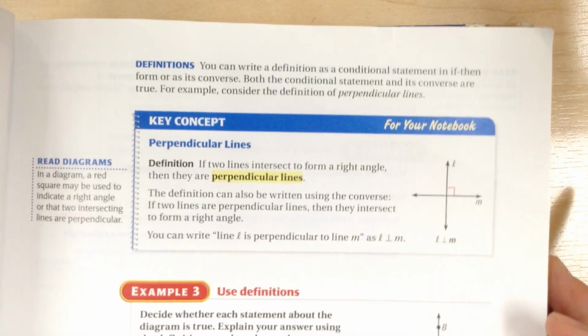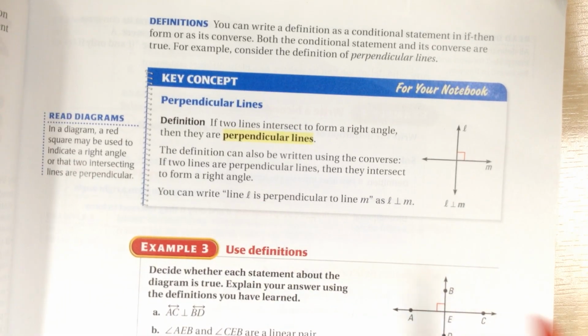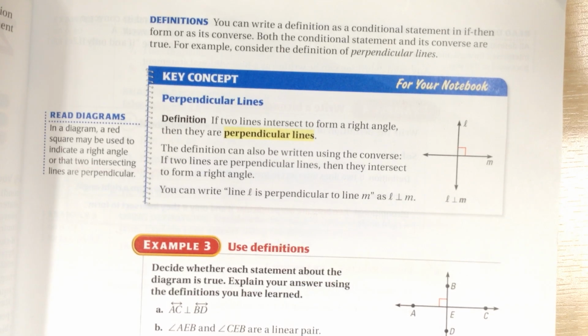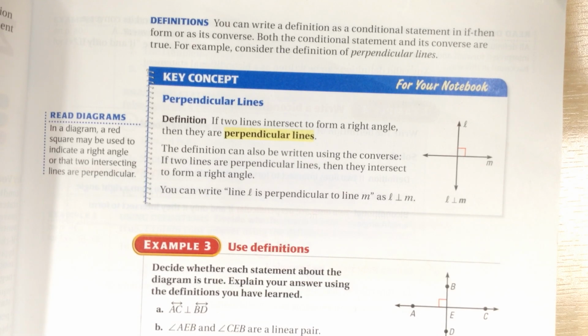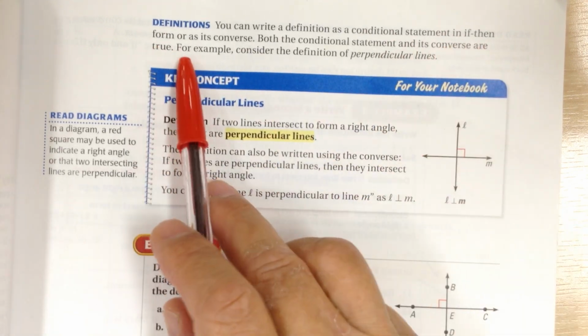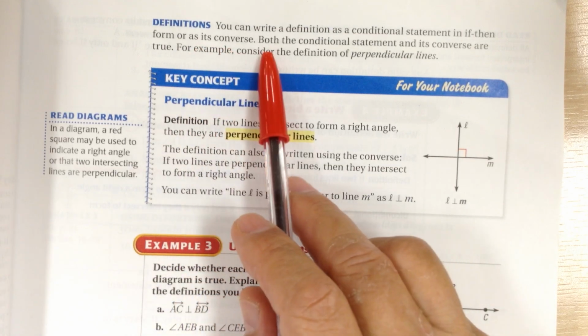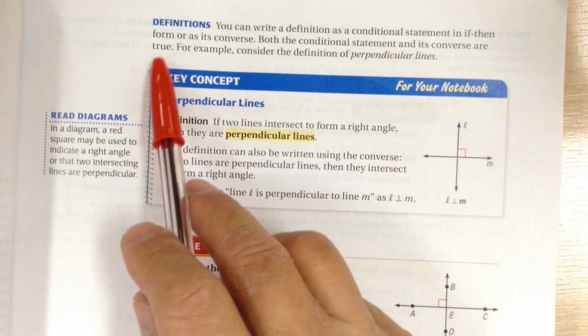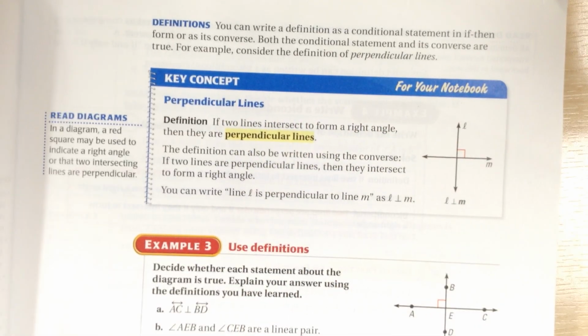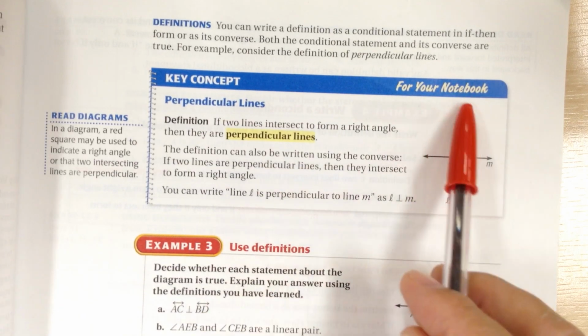Okay, let's go to page 81. Definition: you can write a definition as a conditional statement in if-then form or as its converse. Both the conditional statement and its converse are true. For example, consider the definition of perpendicular lines. Sometimes you can write the definition in the if-then form. Keep this in your notebook.